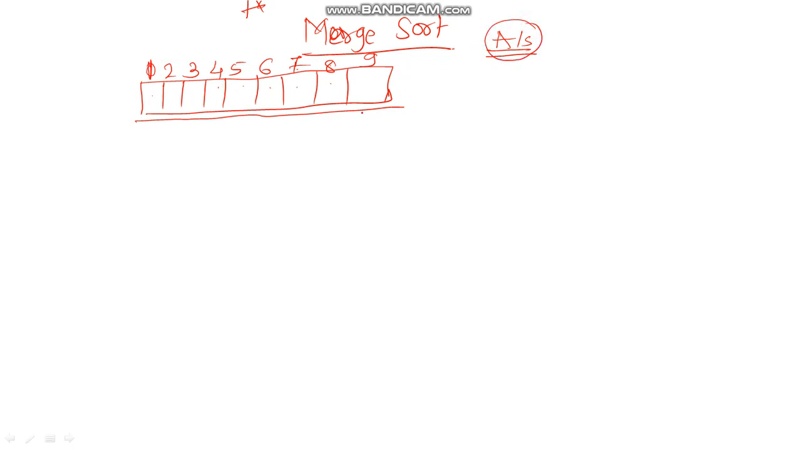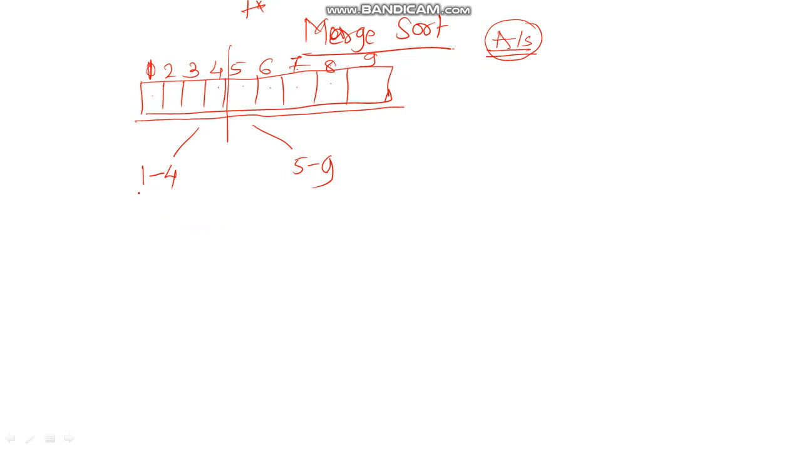So in order to sort this particular array, I divide it into two nearly equal parts. In case of 9 elements, there will be 4 and 5. Nearly equal parts means there will be a difference of 1 unit. So the first part is the elements from 1 to 4, and the second part is the elements from 5 to 9.